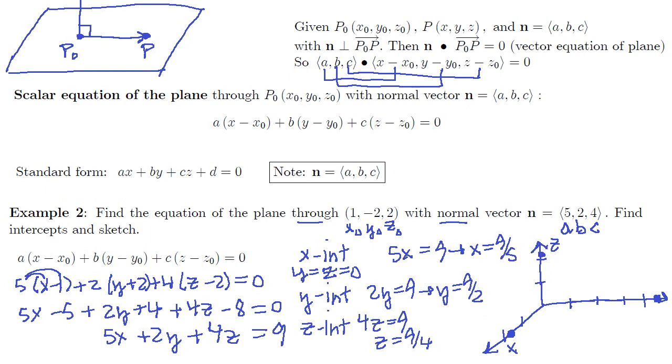And then we can join these up, and we can at least find the graph of the portion of the plane that's in the first octant. So when x, y, and z are all positive. So that's the graph that we can do.